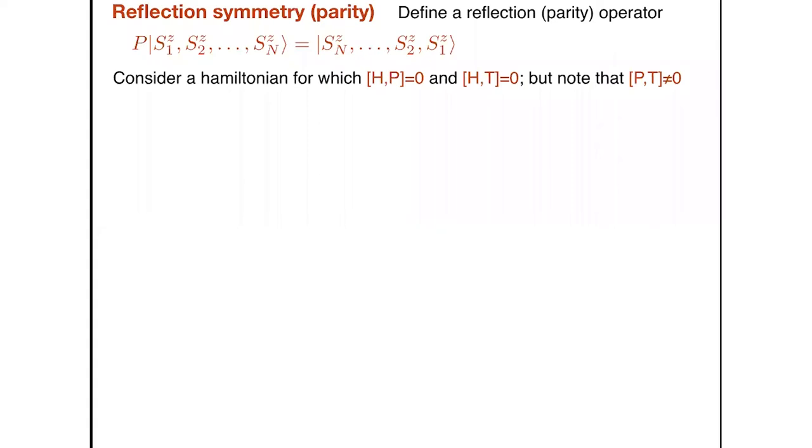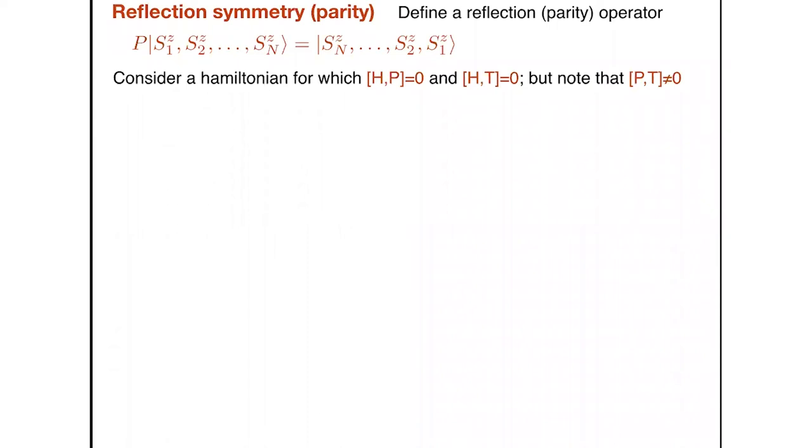Maybe, let's see, well, it almost looks like you cannot. Let me show you first how I define it here. I just define the reflection, you may call it the parity operator, as changing the index to n minus the index plus one. So it's almost like just reversing the whole string of spins. That's my simple choice.